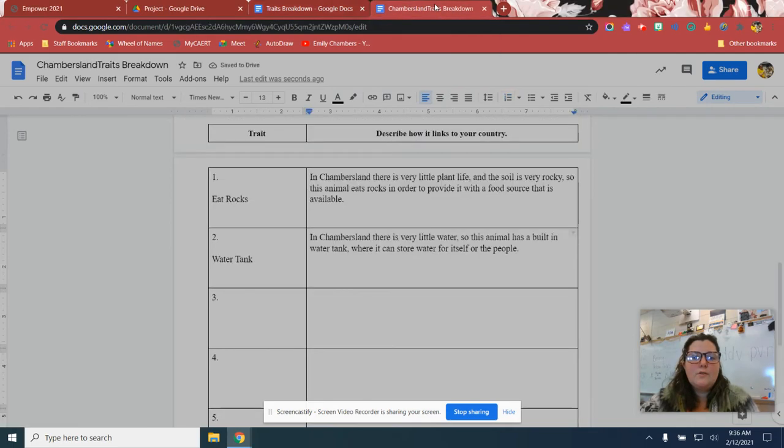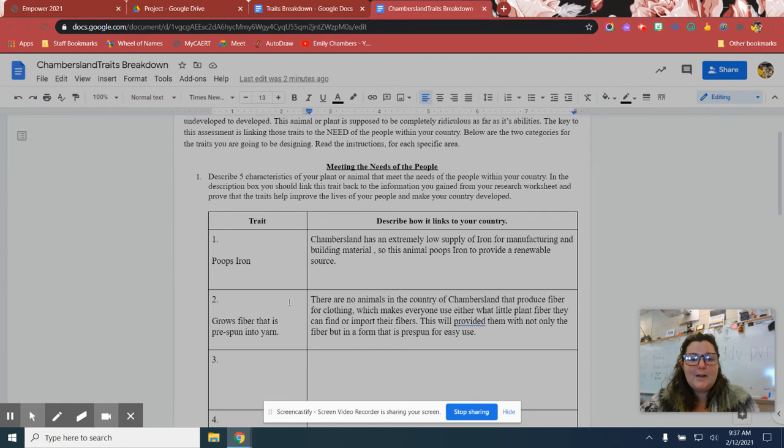For you guys specifically, I designed a fake country. My fake country is called Chambersland. In Chambersland, one of my traits for my animal is that it poops iron. Then I go on to explain specifically why I chose this trait. Chambersland has an extremely low supply of iron for manufacturing and building materials. So they can't manufacture because they don't have iron. So this animal poops iron to provide a renewable resource of that. Again, completely ridiculous, but that's the point.